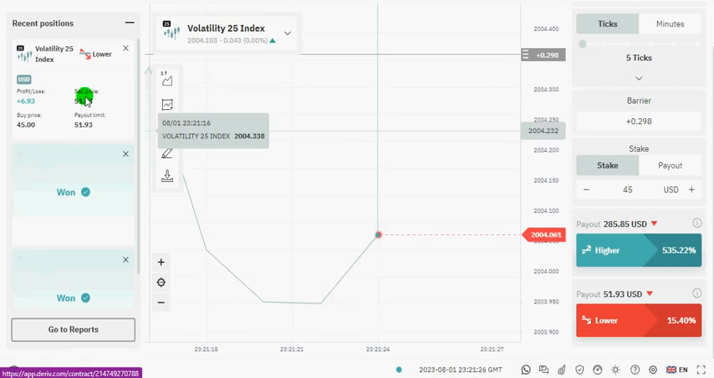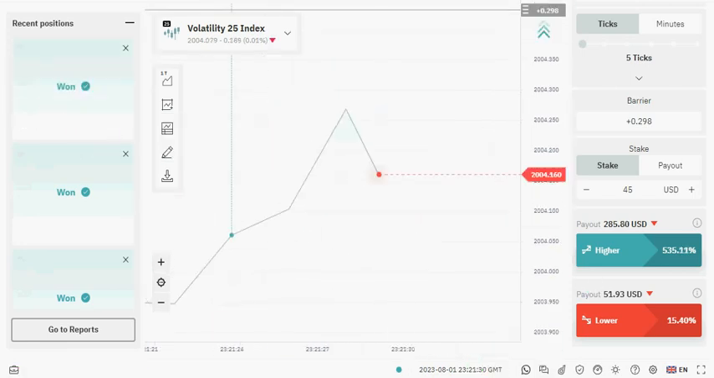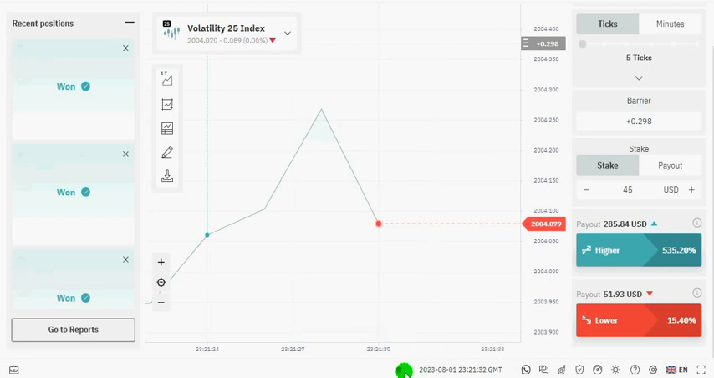So you can see that's the 3rd straight win right there. We're going to place another trade again after this timeout.